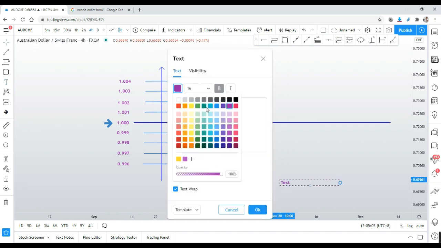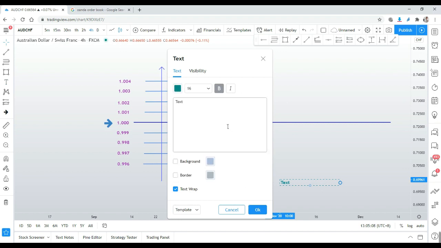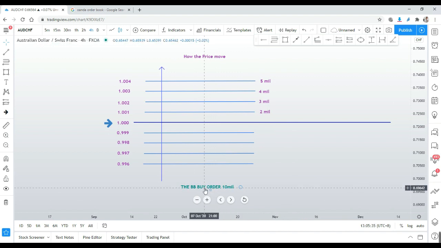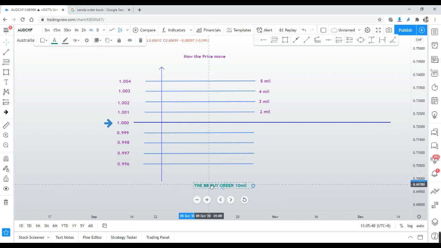This is just an example. Let's assume some big bank, I'm not going to mention the name. I put it as big banker, buy order 10 mil. So now let's give an example over here. The big banker has a buy order of 10 mil. So where are these big bankers going to get their money from?